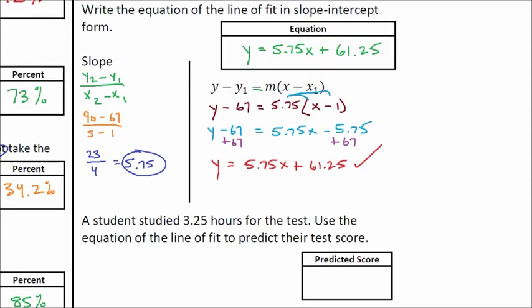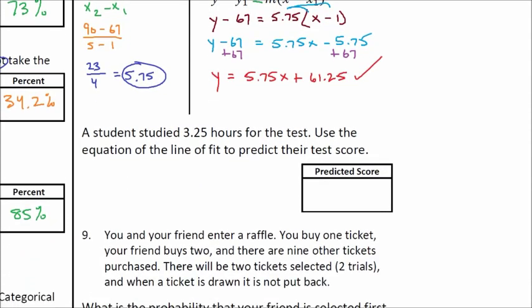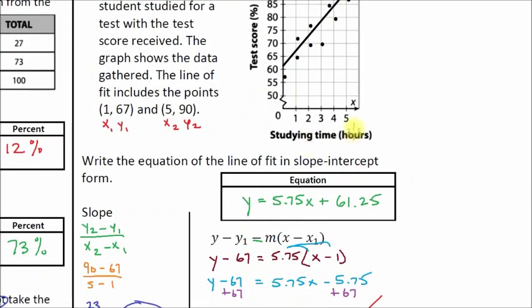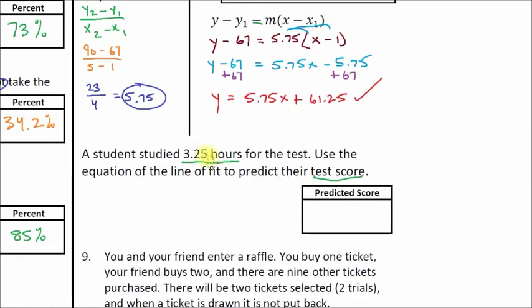The next part is pretty easy. Once you know your equation, look at the question. A student studied 3.25 hours for the test. Use the equation of the line of fit to predict their test score. And we're going to predict the test score. That's the unknown. The known is hours. Let's take a look. Hours is on the x-axis. That means this is our x value. That means we're going to write our equation and substitute that for x.